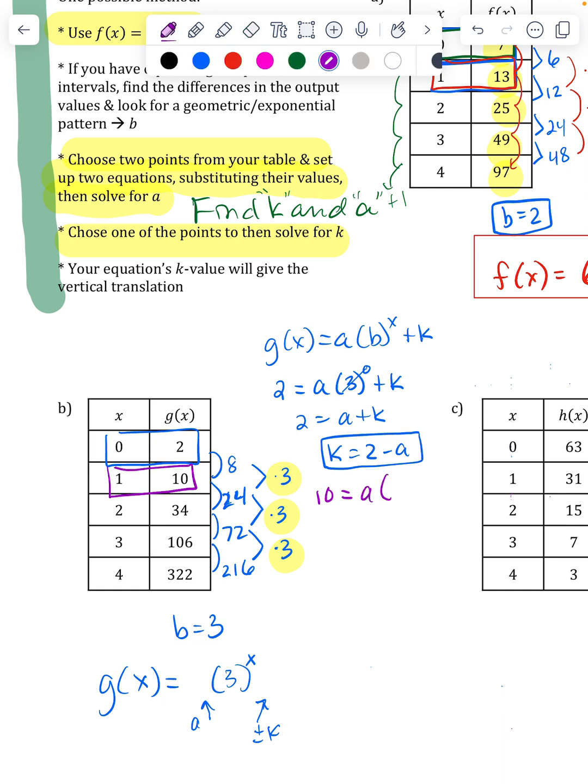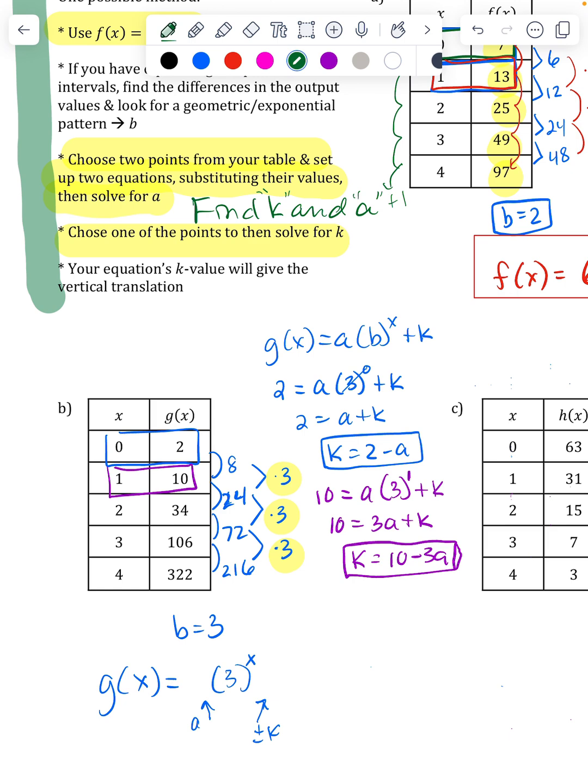And then in parentheses, I'm going to have my b to the x power of 1, because that's what my x value is in this place, plus k, which will simplify to be 3a plus k. So k will be 10 minus 3a. So now I have 2 statements about what k equals.